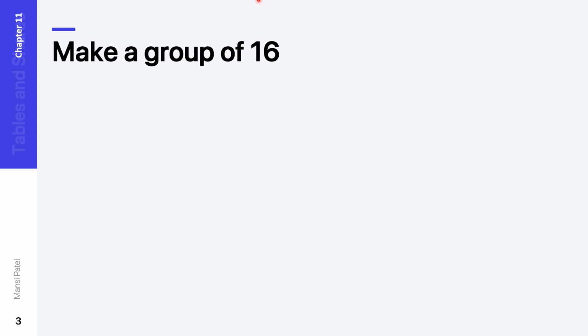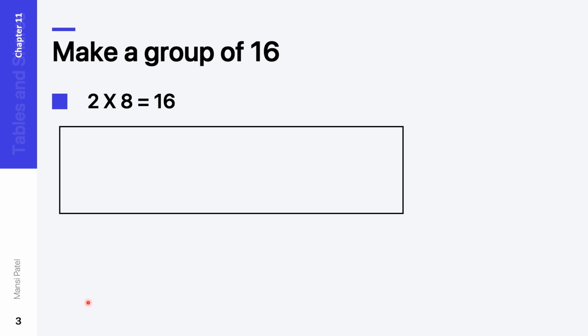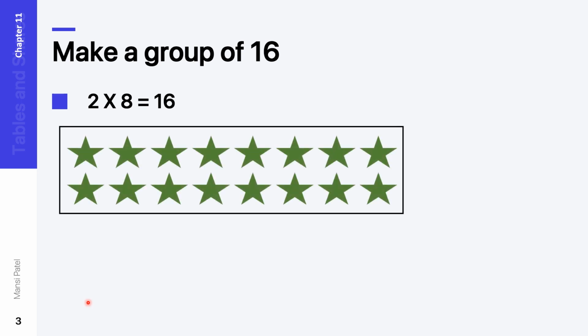Now the next. Here you have to make a group of 16. So see here. First we have to understand where number 16 comes. So we can say that 2 8s are 16. So now what you want to do? You have to make here first 2 rows and 8 columns. So you can see that there are 16 stars.